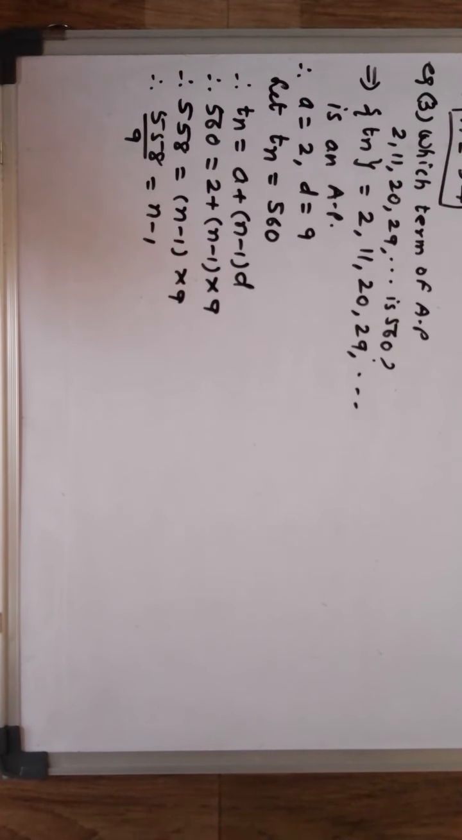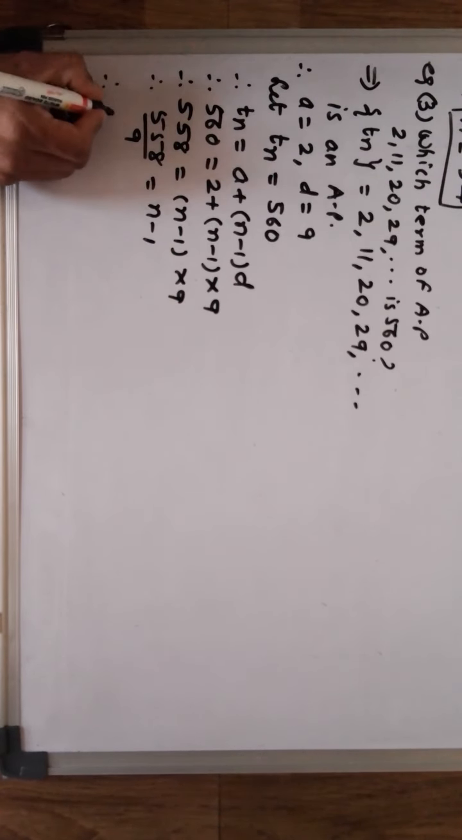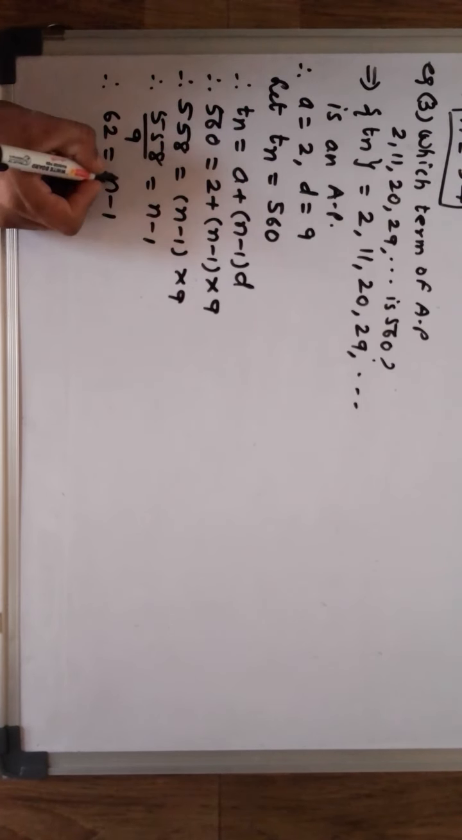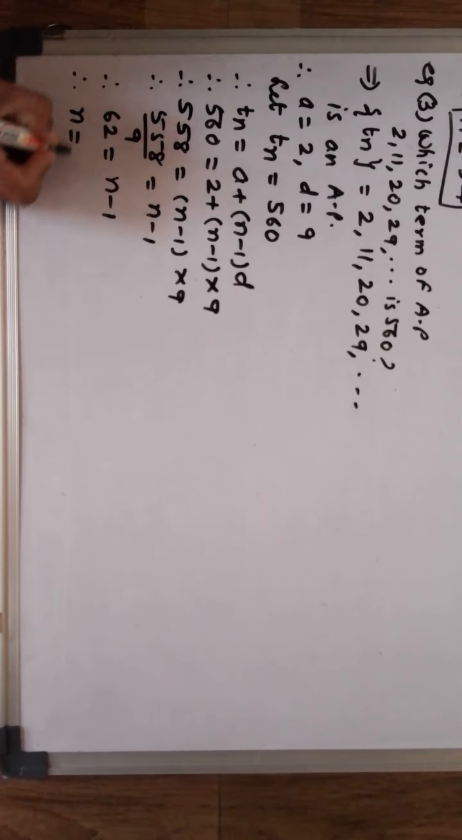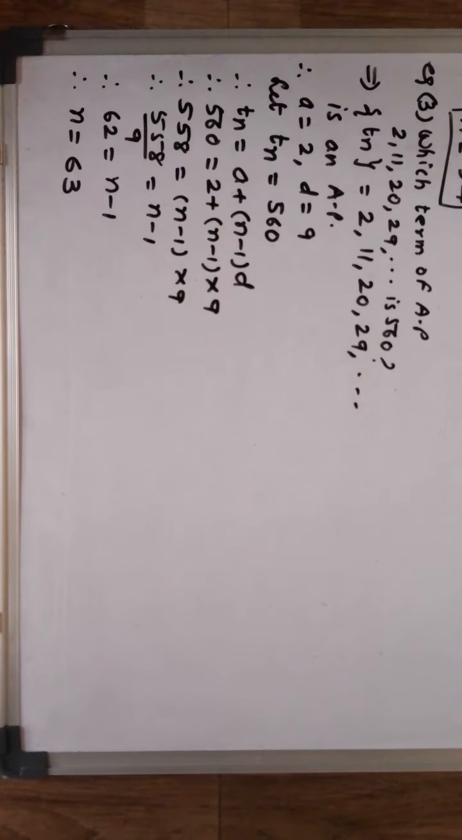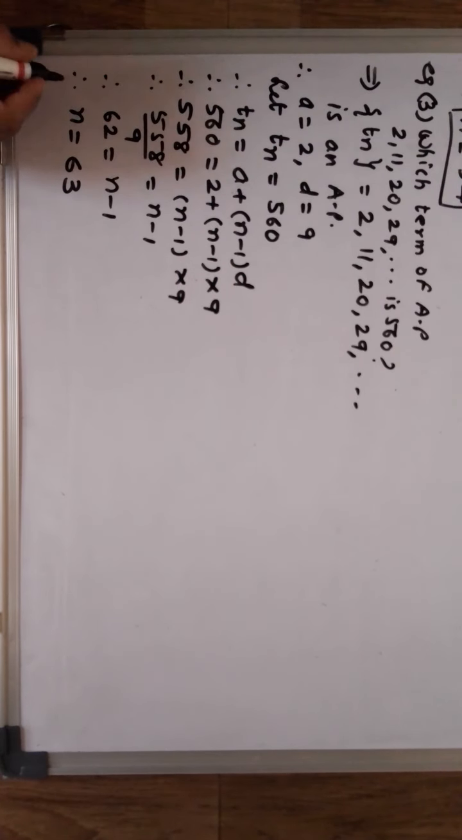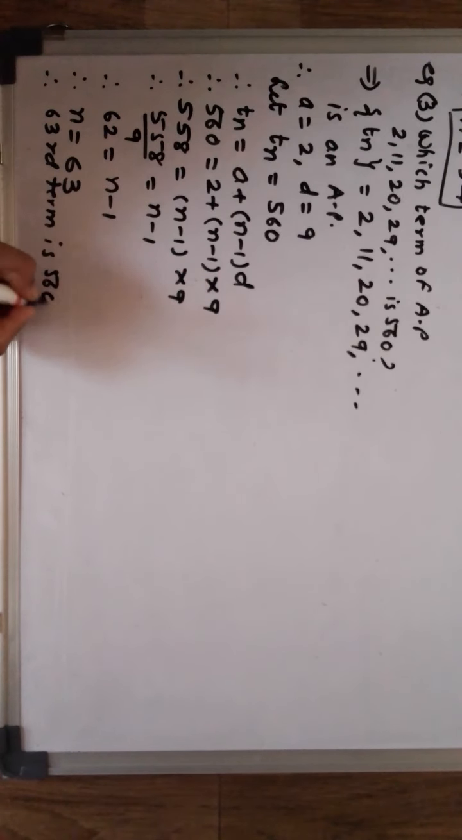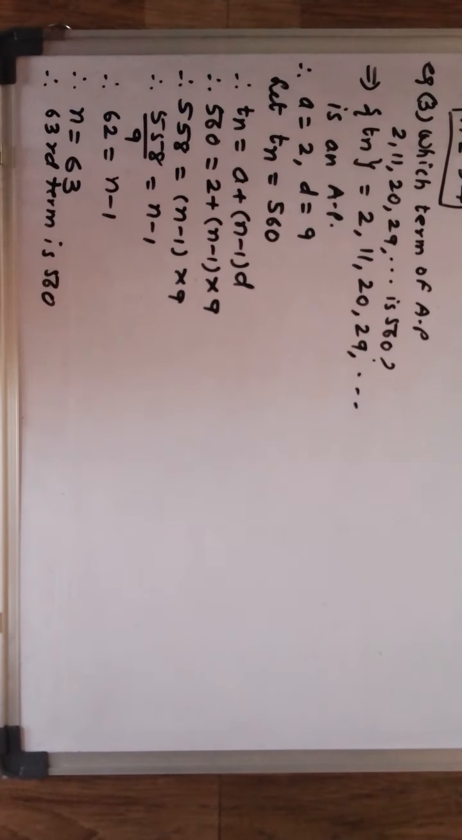Agreed? Got it? So 9 6s are 54 and 9 2s are 18, so it is 62. So you get here 62 is n minus 1. So obviously, transferring this 1 to this side, we get n is equal to 63. The final statement must come because it is asking you in the form of a statement. The final statement says that the 63rd term is 560. Okay.